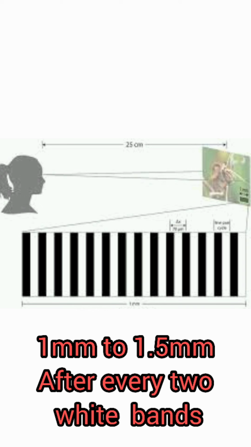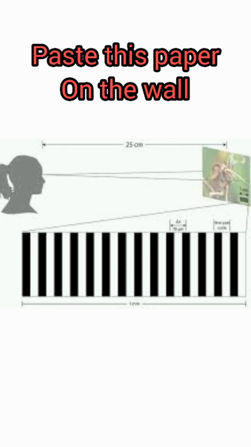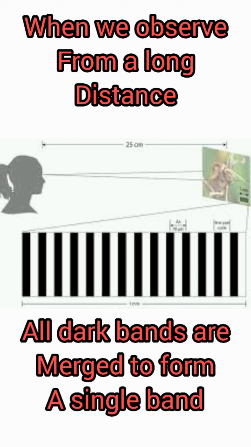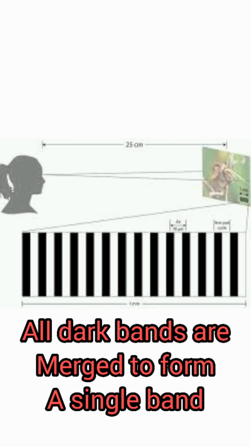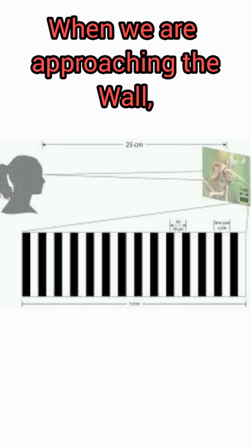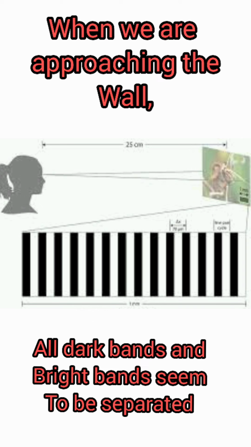Paste that paper on a wall. When your distance from the wall is very high, you will see only a dark band, that is, all dark bands merged into a single band. When you are approaching the wall, the bands seem to be separated into 2 groups with 1 white band between them.